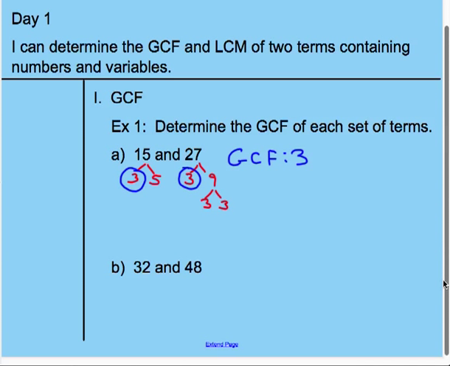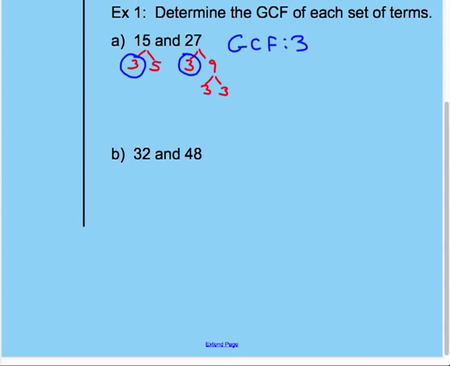Next example, we're looking at 32 and 48. Again, we're going to go ahead and list out the factors. 32 is 4 times 8. 4 is 2 times 2. 8 is 2 times 4, and 4 is 2 times 2. For 48, we have 6 times 8. 6 is 2 times 3. 8 again, 2 times 4, and 4 is 2 times 2.